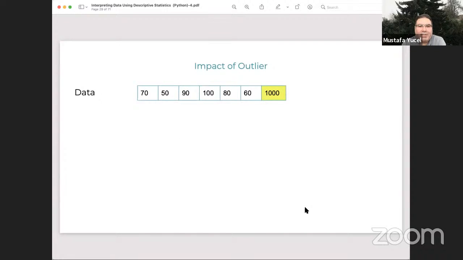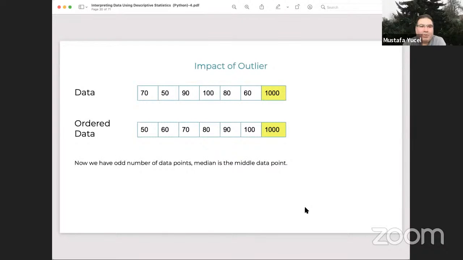Impact of outliers: the same data, just one additional outlier. Here we order the data again, and you see the new median is 80, which is not very far from 75. But in the case of the mean, it's affected too much.